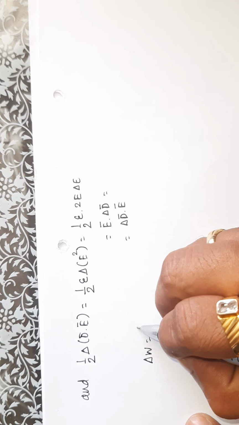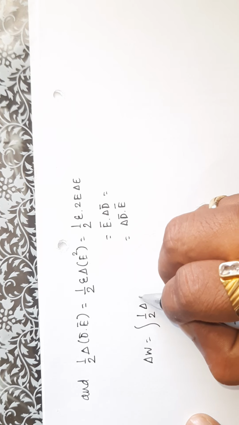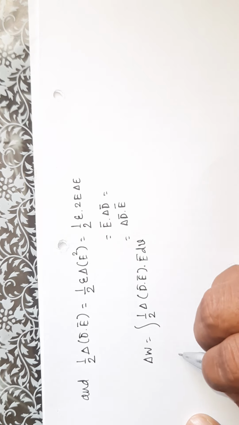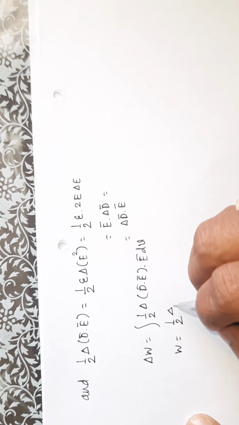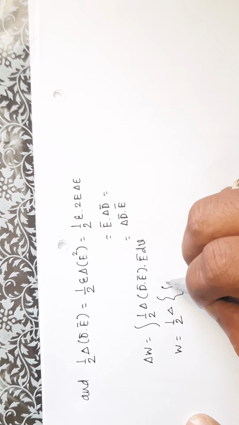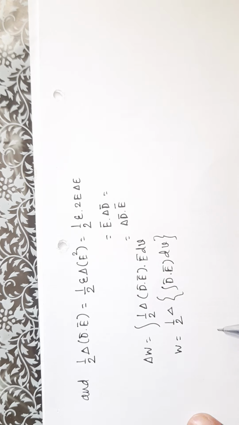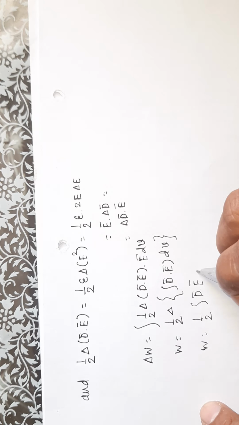Now the work done we can write as half of the integral of delta of D bar dot E bar dV. So the total work done is equal to half of the integral of D bar dot E bar dV. This work done is stored as the energy of the system.